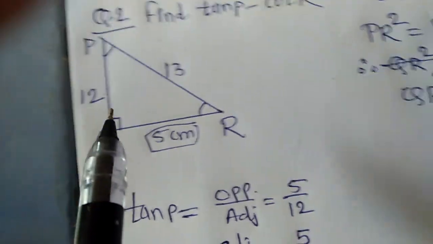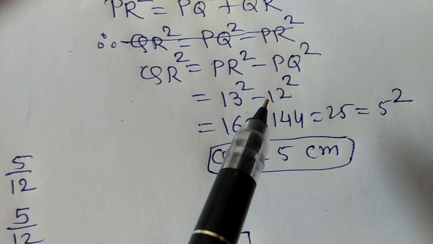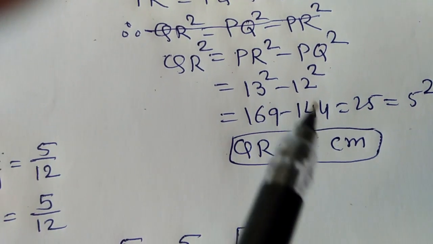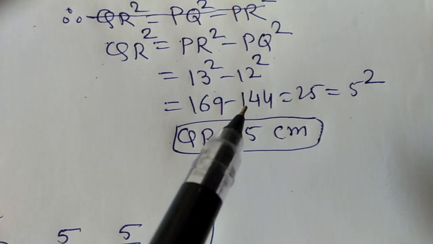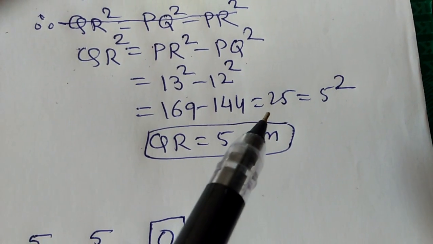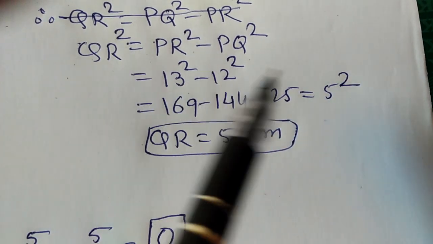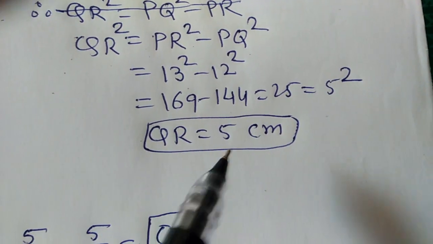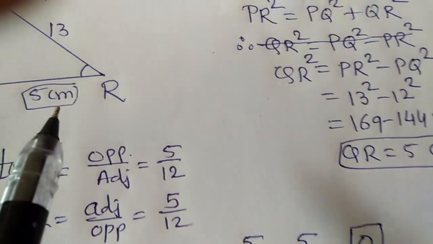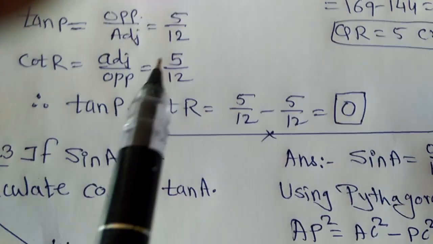What is PQ in the figure? PQ is 12. Then we write 12 square. Then 13 square minus 12 square is 169 minus 144, which is 25. 25 is the square of 5. So QR square is 5 square. Therefore QR is equal to 5 centimeter. Write that in bracket. Now see the next part.